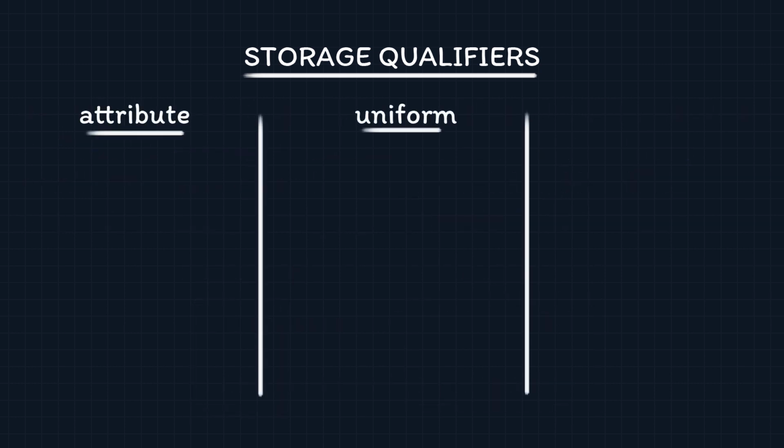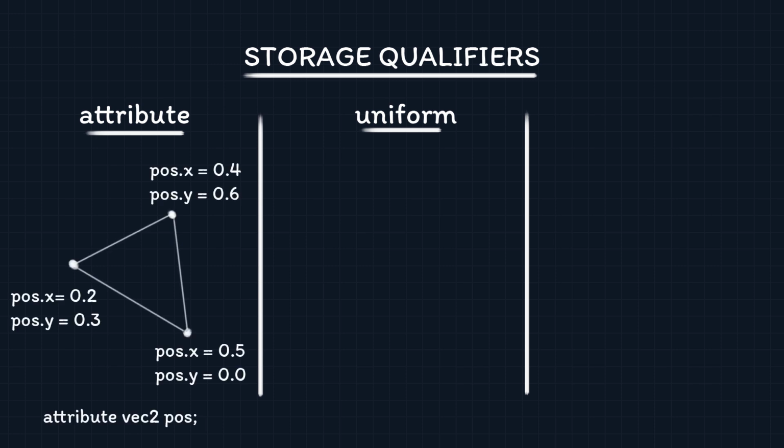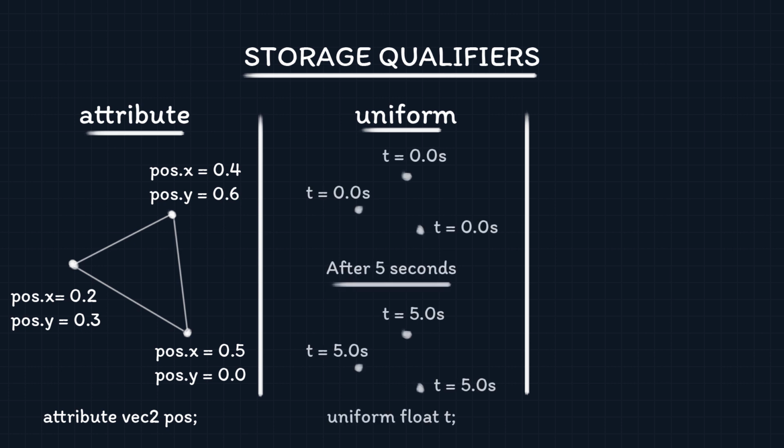Now, the difference between the two is that an attribute variable holds data that is different from one vertex to another. A vertex is a point, by the way, so positions of vertices that form a triangle, for example, should be passed as attributes because each vertex has a different pair of coordinates. Time, on the other hand, should be passed as a uniform variable because a set of placed vertices share the same time. 5 seconds passed for a vertex, for example, are 5 seconds for the other vertices as well. They can't be less or more.